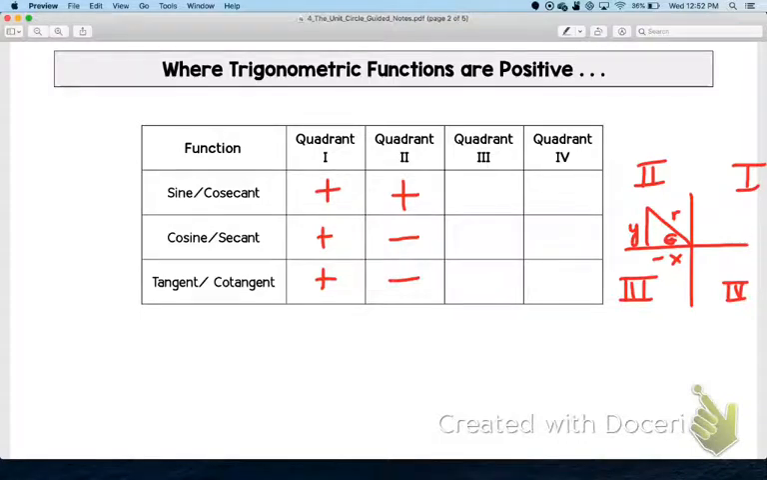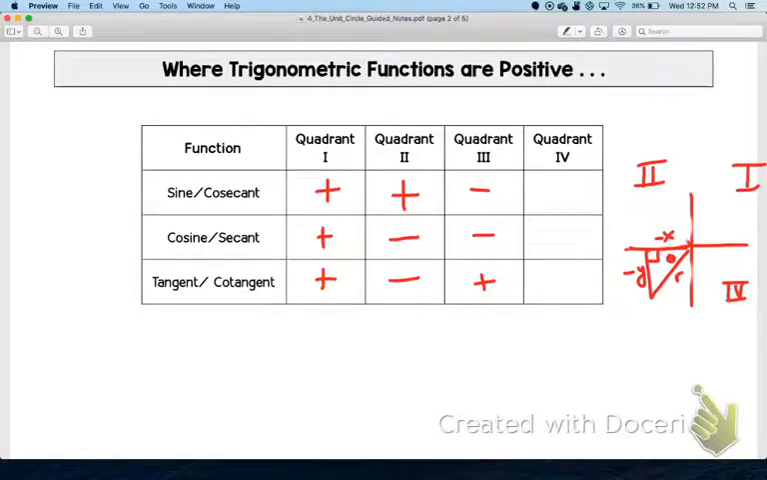Okay. Now let's go down to quadrant 3. Let's put our triangle down here. So there's my right angle. So now we have a negative y and a negative x. R still stays positive. There's my theta. So sine would be negative y over positive r, so negative. Cosine would be negative x over positive r, so negative. But now what happens to your tangent? You have a negative y over negative x, which would go to a positive.